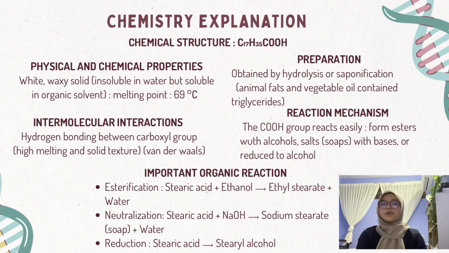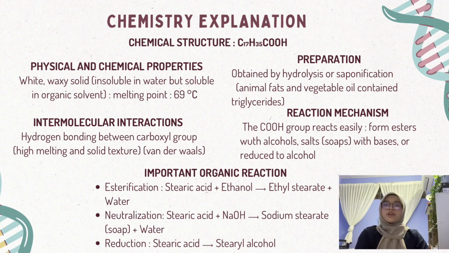So now I will talk about the chemistry explanation of stearic acid. First of all, the chemical structure is C17H35COOH, and then the physical and chemical properties are: a white, waxy solid, which is insoluble in water but soluble in organic solvents. The melting point is 69 degrees.